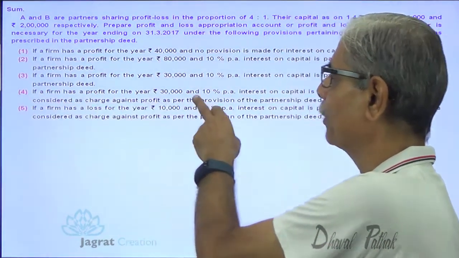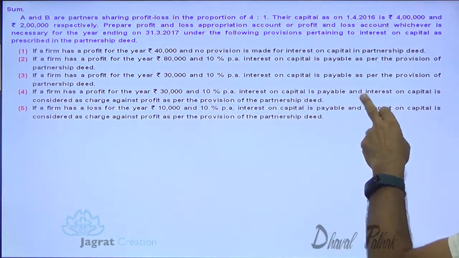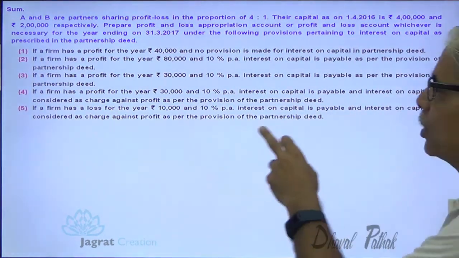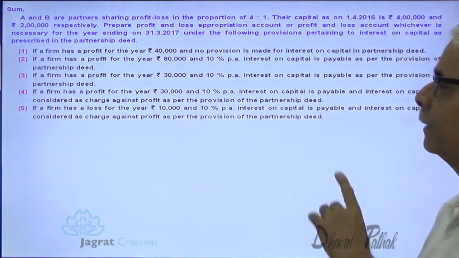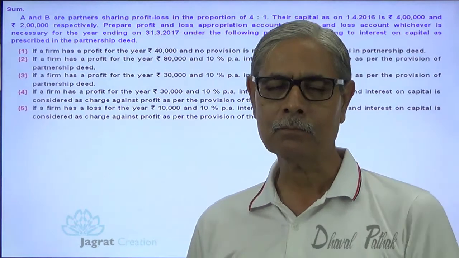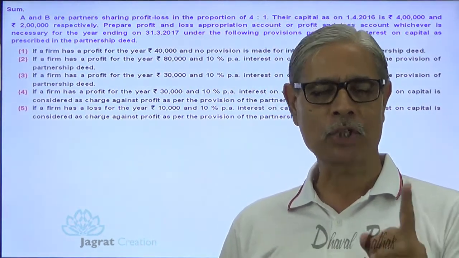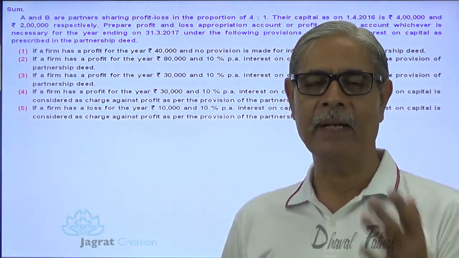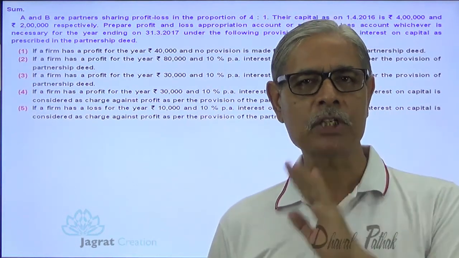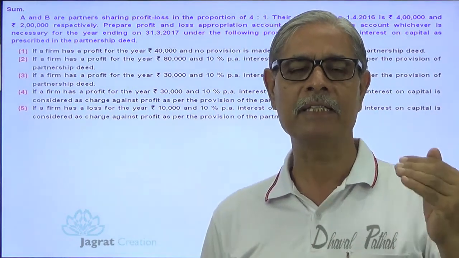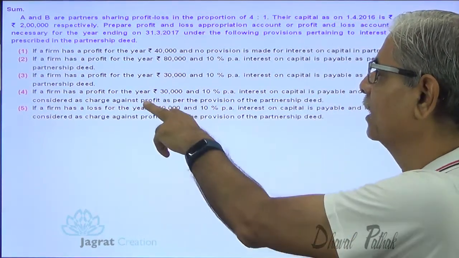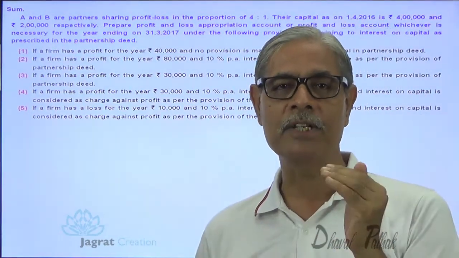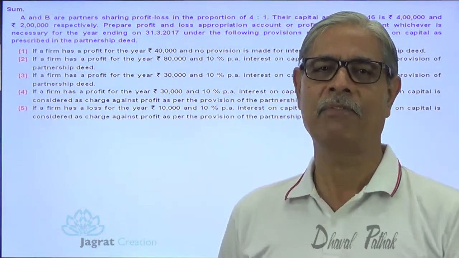If the firm has a profit of 30,000 and 10% interest on capital is payable, and interest on capital is considered as a charge against profit as per the provisions of the partnership deed. In the fourth case, profit is 30,000. Total interest on capital required to be paid is 60,000. So profit is short. Interest on capital to be paid is 60,000, more than the profit available. Now here you are told that the interest on capital should be treated as a charge against profit.